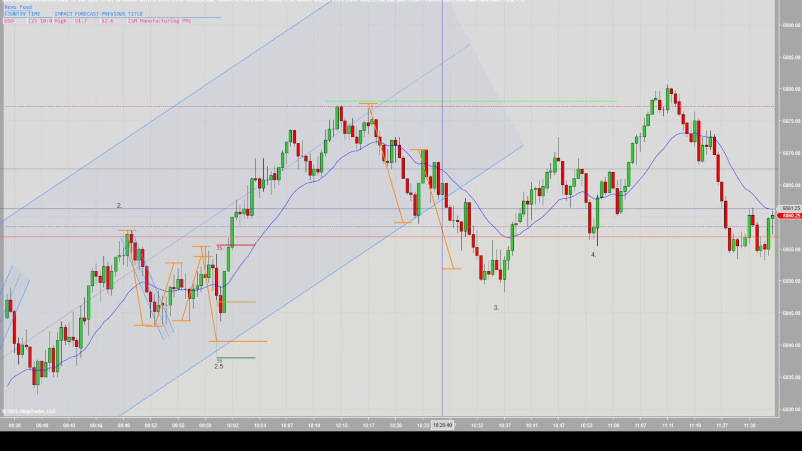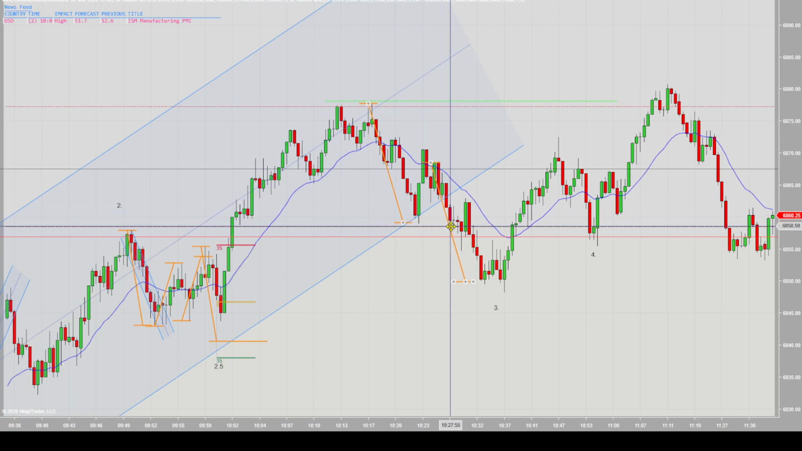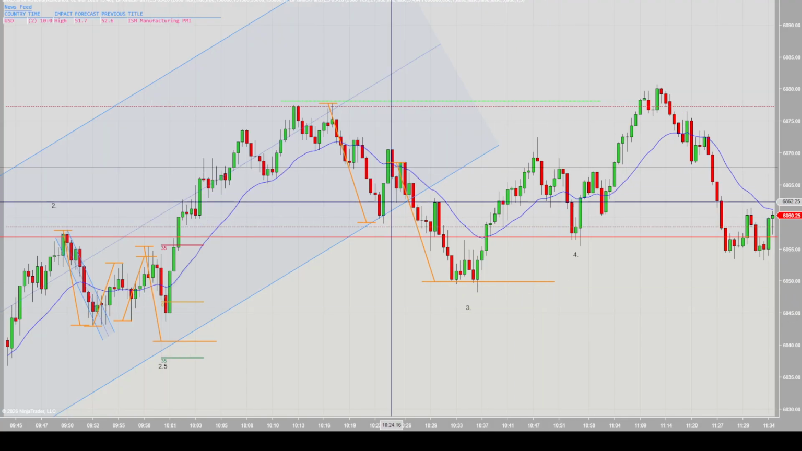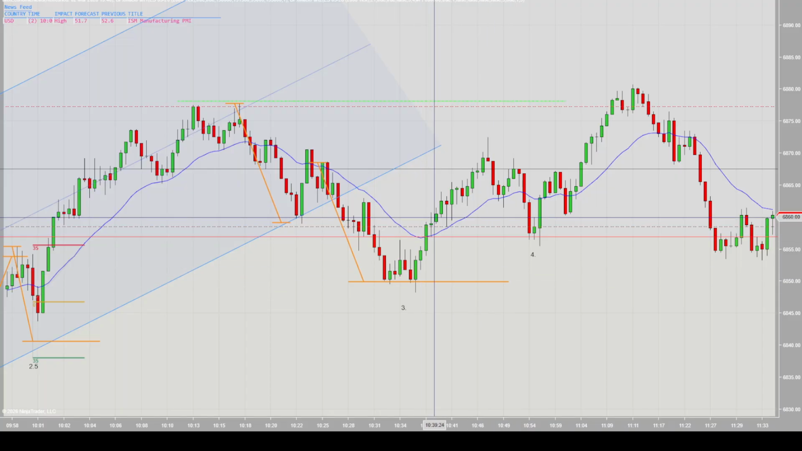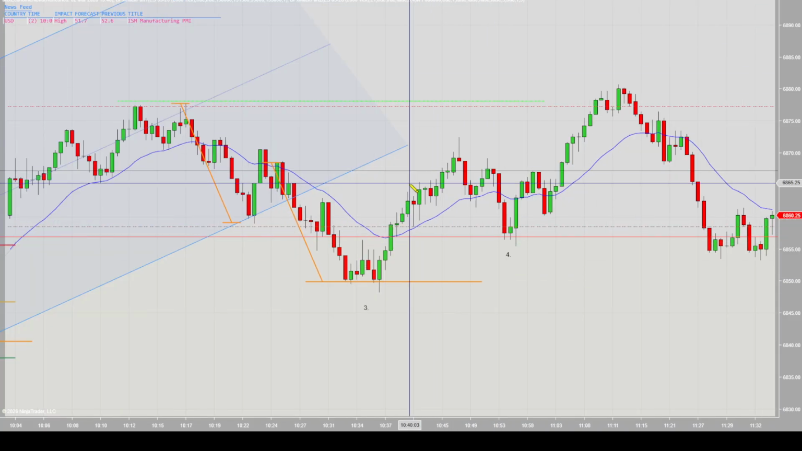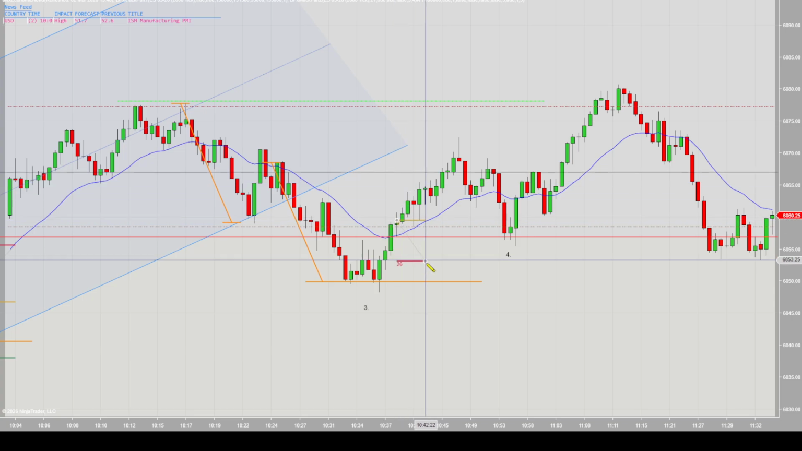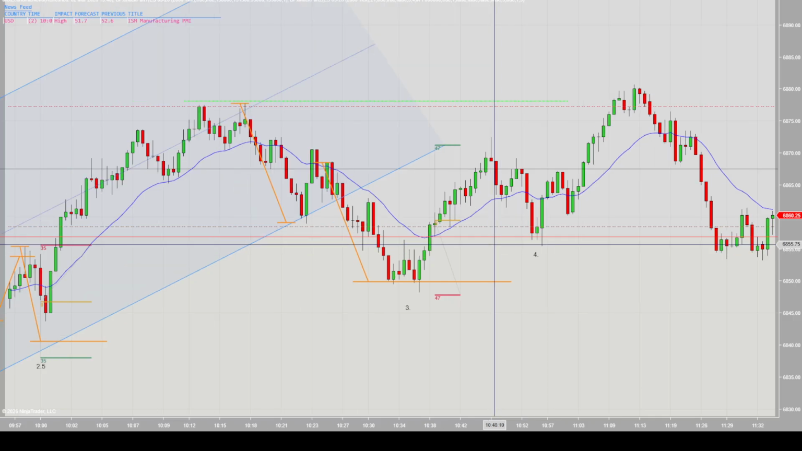on a bigger picture. And you can see that the measured moves were pretty perfect here. And then we get a big strong bullish reaction. So this would be your sign to get long again.